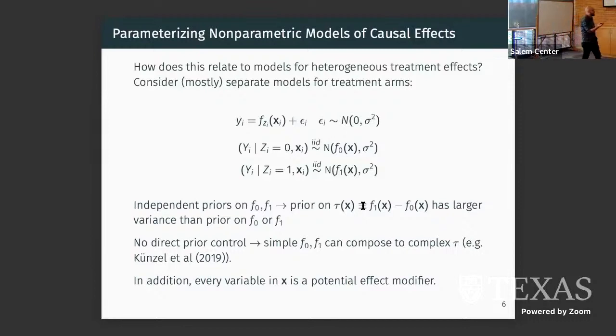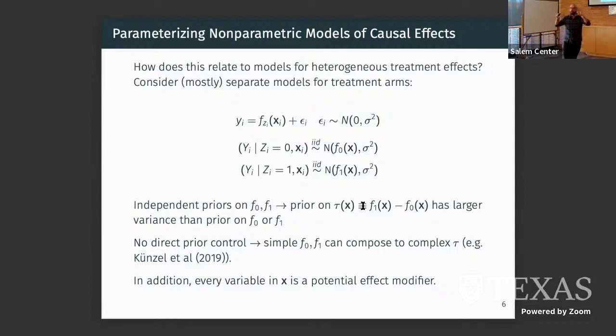And we have the same problem here, okay? Independent priors on f0 and f1 means that the prior on tau is going to have larger variance than the prior on either f0 or f1, right? As long as those priors are independent, which is not great. But we actually have an even bigger problem. Because we've stepped away from the setting where we're just trying to estimate an average treatment effect, and now we're thinking about estimating heterogeneous treatment effects, regularizing f1 independently and f0 independently is a terrible idea, right?